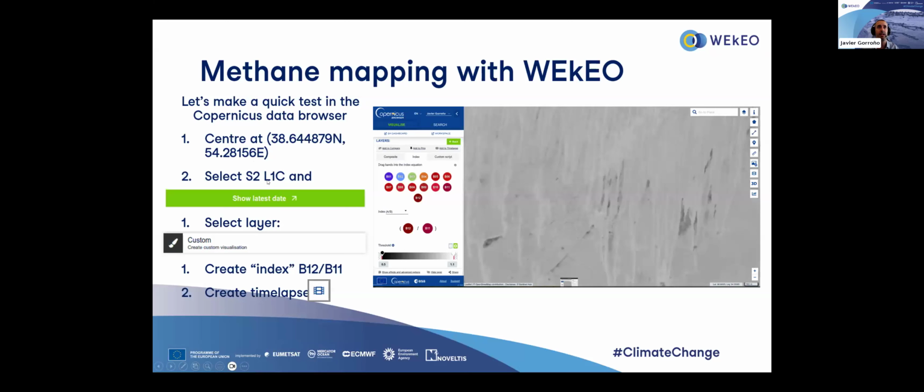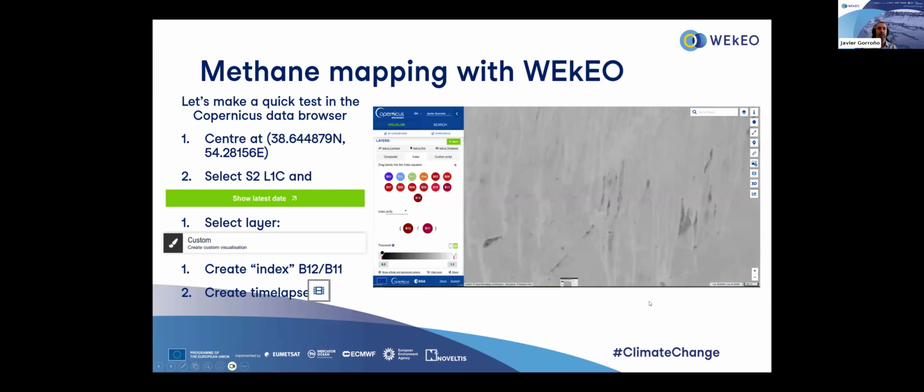You can select the Sentinel-2 Level 1C and press Show Latest Date. You can select a layer, which in this case will be a custom layer. You can create an index with the band 12 and the band 11, as you can see here, just dragging the band 12 and the band 11. And you can create a time lapse by pressing the icon you've got here on the right of the screen.